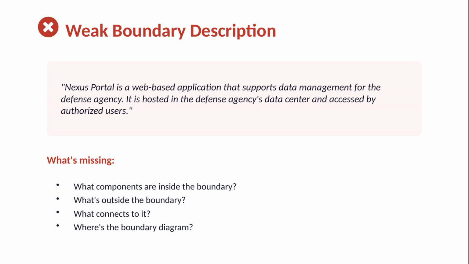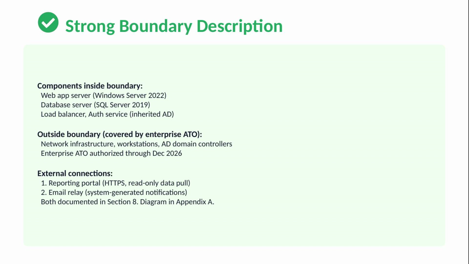Nexus Portal is a web-based application that supports data management for the Defense Agency. It is hosted in the Defense Agency's data center and accessed by authorized users. That's 2 sentences. It doesn't define what's inside the boundary, what's outside it, or what connects to it. The SCA can't determine the scope from this. They don't know if the web server is in scope. They don't know if the database is in scope. They don't know whether an authentication system needs to be included. This gets returned immediately.